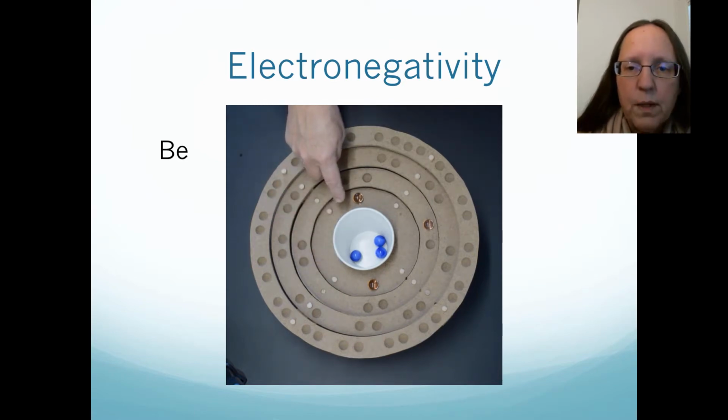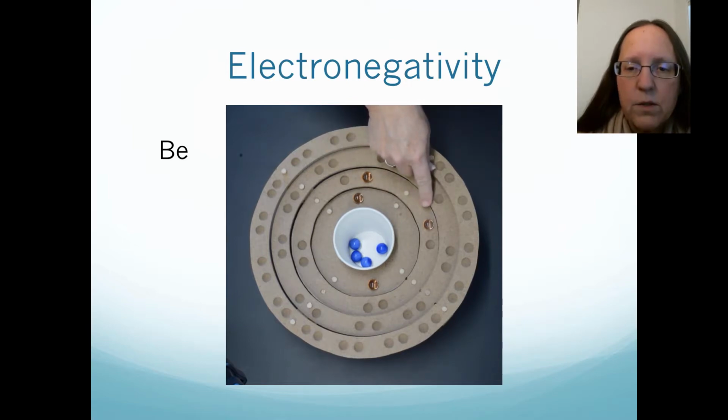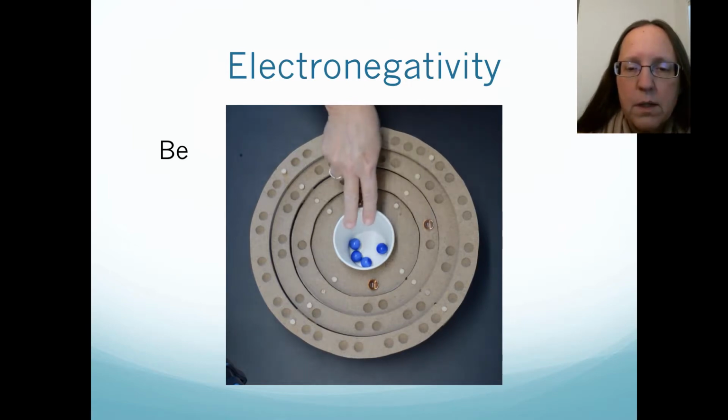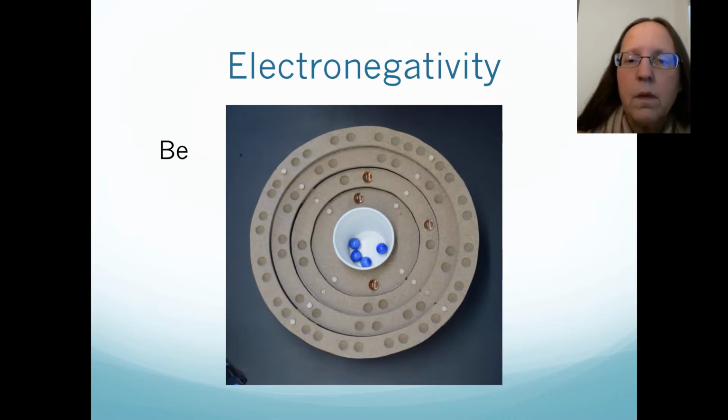Moving on to beryllium, the nucleus now has 4 protons, but the number of core electrons has not changed. Each of the 2 valence electrons now feels the pull of 2 protons. These valence electrons are held more tightly than lithium's 1 valence electron. The beryllium is more electronegative than lithium.